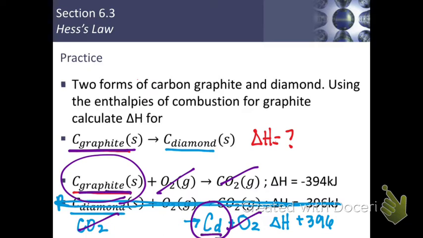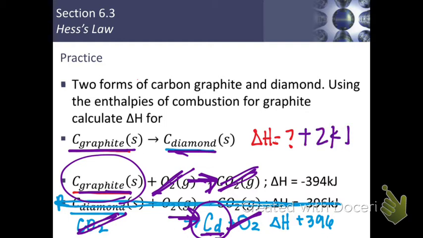Here it is. I needed carbon diamond. Here it is. Remember, here's our arrows, products and reactants. So you can only cancel O2 because they were on opposite sides of the arrow. Yeah, CO2 was on opposite sides of the arrow. So now to calculate delta H, I'm going to take 394 plus 396. I'm going to get a positive 2 kilojoules for my delta H of that reaction from there.